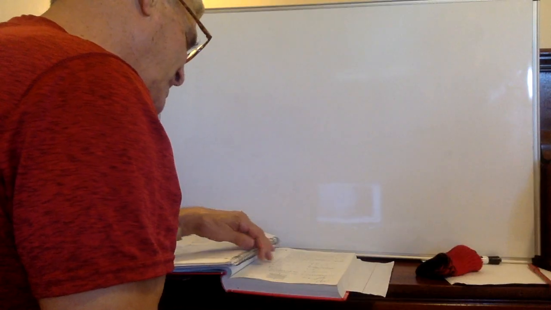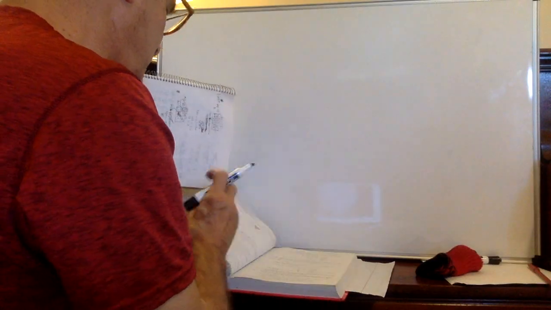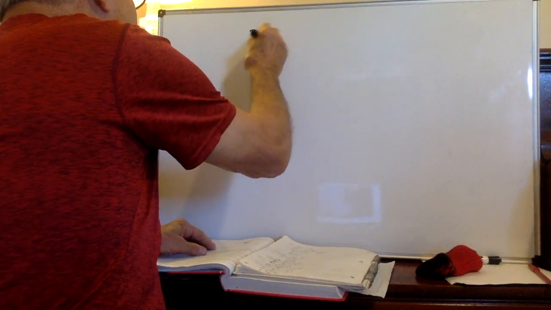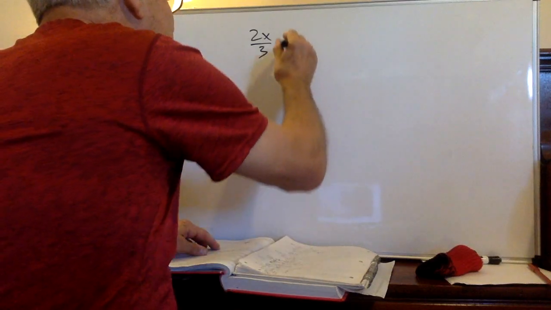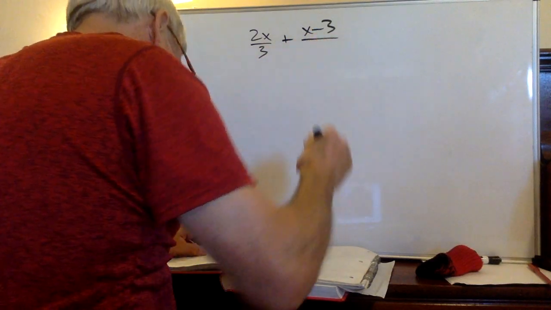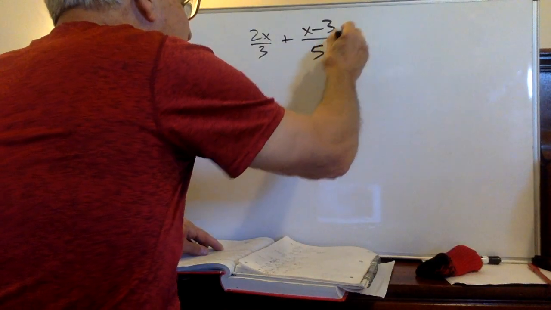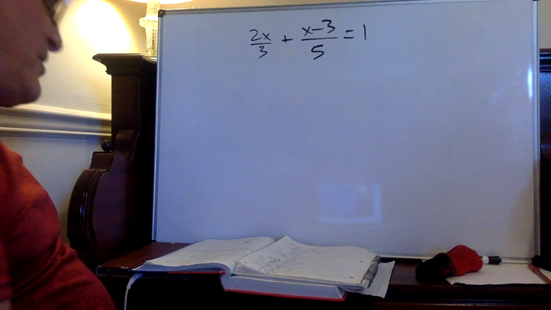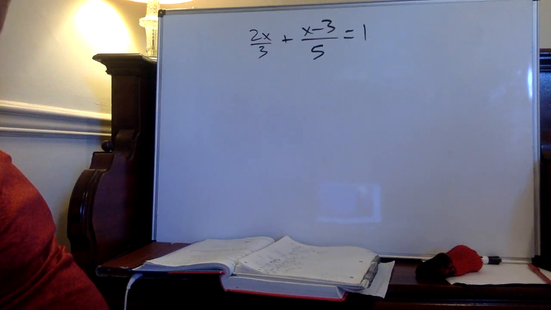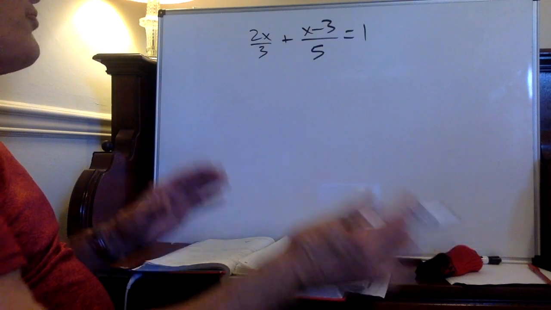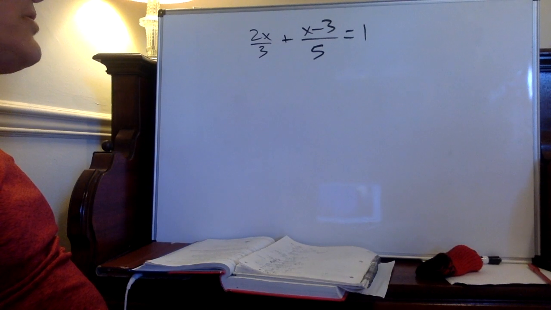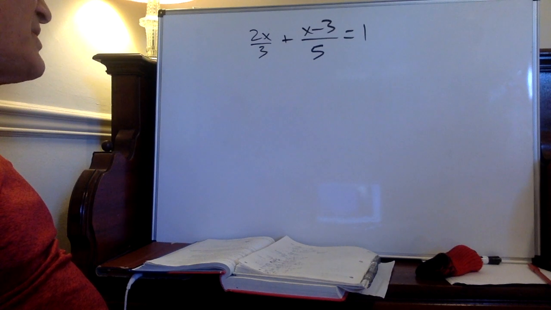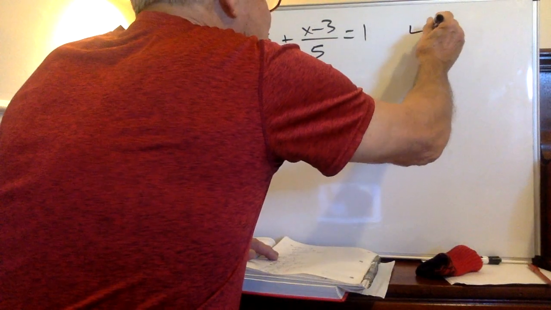Number 26. Number 26 said solve 2x over 3 plus x minus 3 over 5 equals 1. All right, now you have a fractional equation, and the easiest way to solve a fractional equation is find the lowest common denominator and multiply every term on both sides by the lowest common denominator, eliminating the fractions. So in this particular case, it's fairly simple. The lowest common denominator is 15.